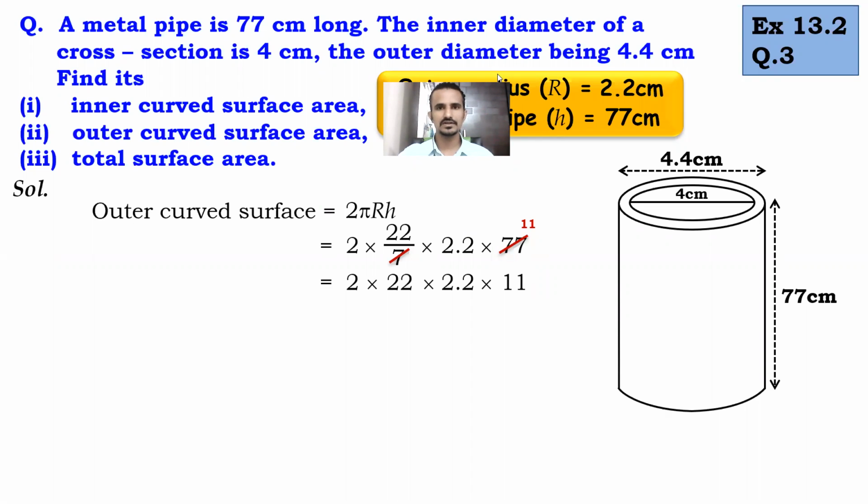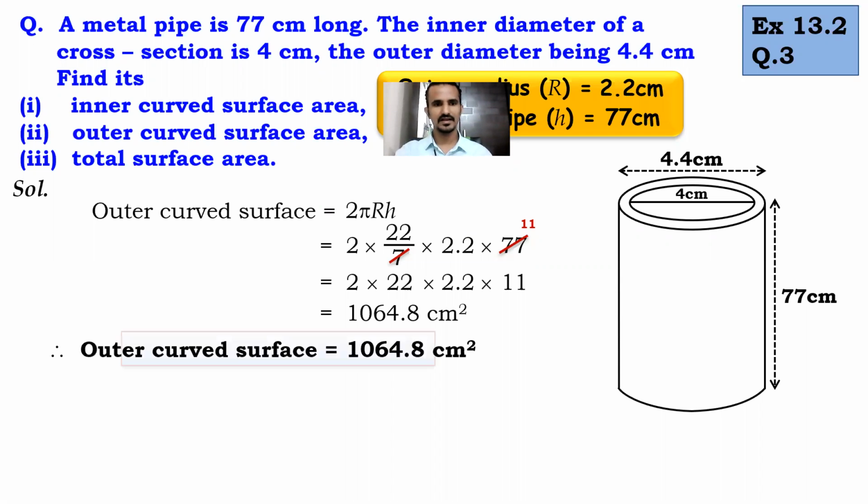So the multiplication here will be 1064.8 centimeters square. So that's the outer curved surface area. So we have calculated the inner curved surface area and the outer curved surface area. Now understand the third part, which is the most important one here.